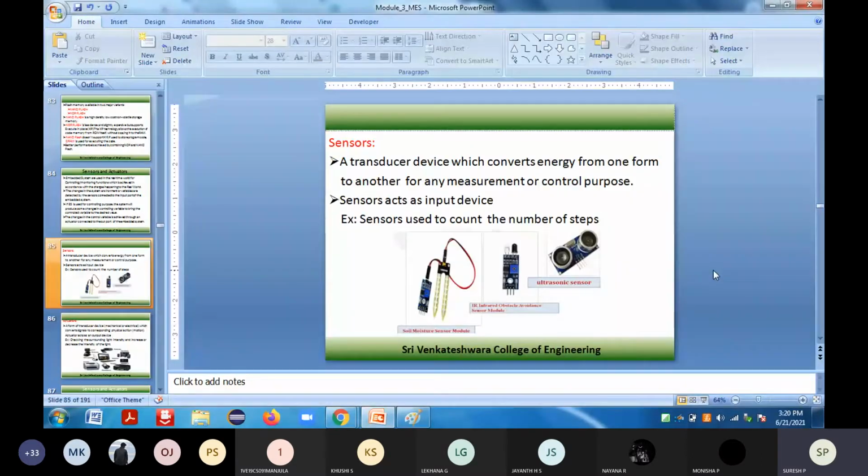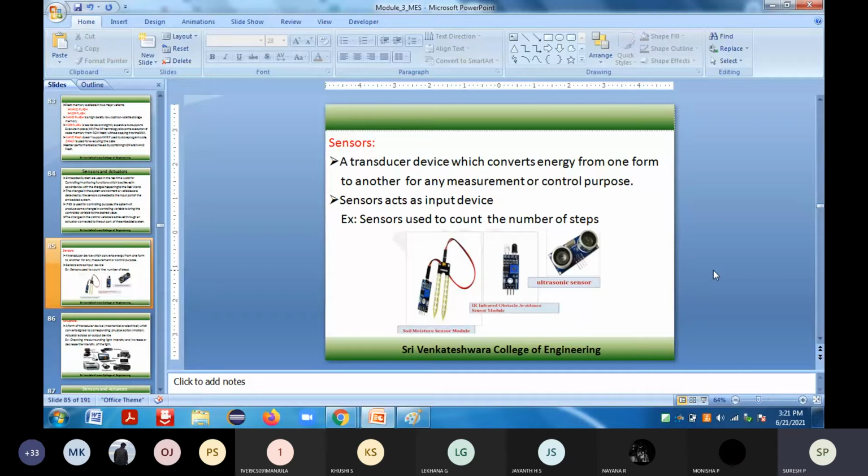There are sensors which will calculate the quantity, such as the number of steps. The soil moisture sensor calculates the moisture in the soil in the agricultural field. There is the infrared obstacle avoidance sensor module. Next, ultrasonic sensors are there. So there are a number of sensors.